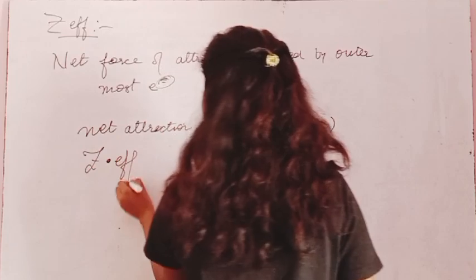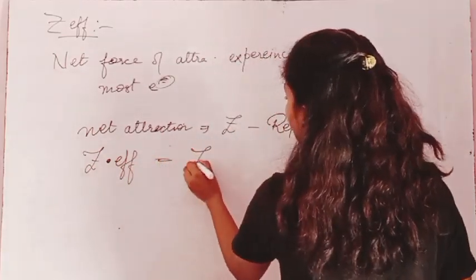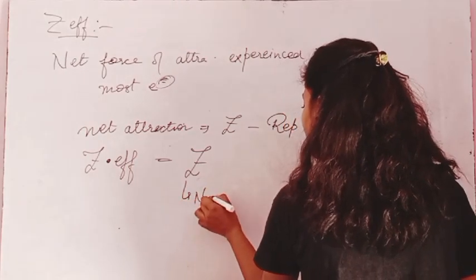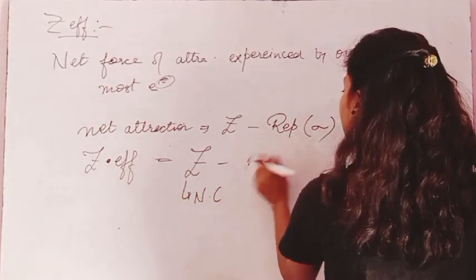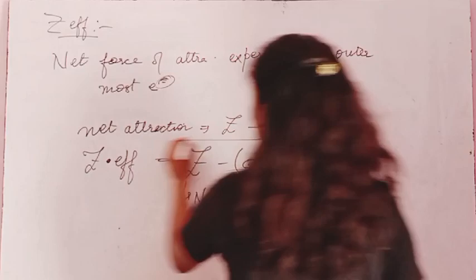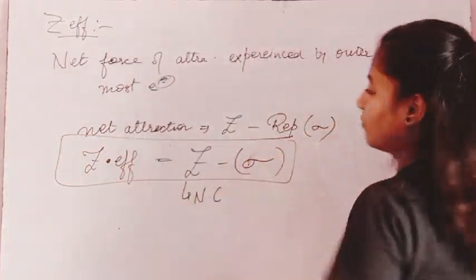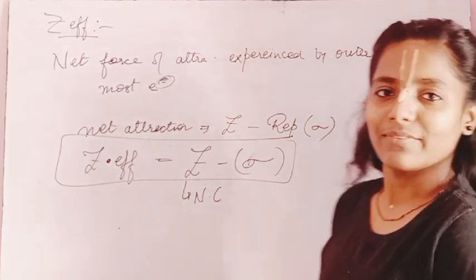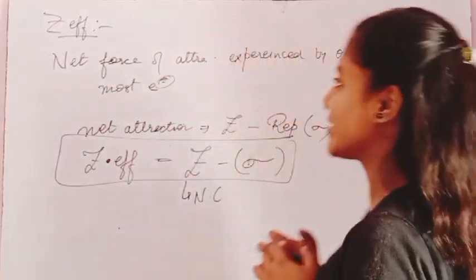Z effective is equal to your Z, which is your nuclear charge. I want you to write it. Nuclear charge minus your sigma, that is your repulsion. Hopefully the topic of Z effective is clear. Clear it out? That's great.